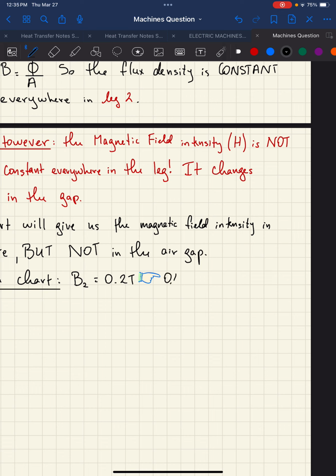So 0.47 Oersteds, when we multiply by 79.577 amp turns per meter, where this whole thing is 1 Oersted, is going to turn out to be 37.4 amp turns per meter. So we have found the magnetic field intensity in the core.